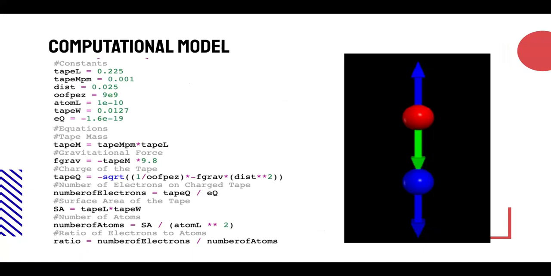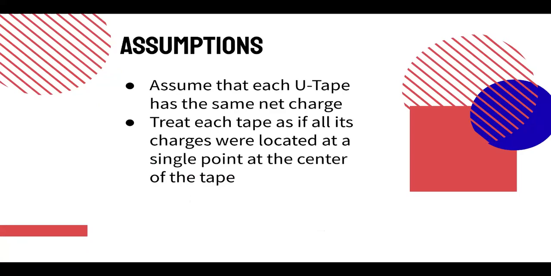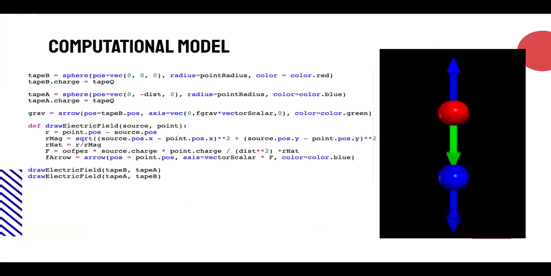To approximate this charge, I had to make some assumptions. I ignored air resistance on the tape and I treated each tape as if its charge were located at a single point at its center. In these lines of code, I created the model on the right. The red ball represents tape B and the blue ball is tape A. The blue arrows show the electric force and the green is the gravitational force acting on tape B.